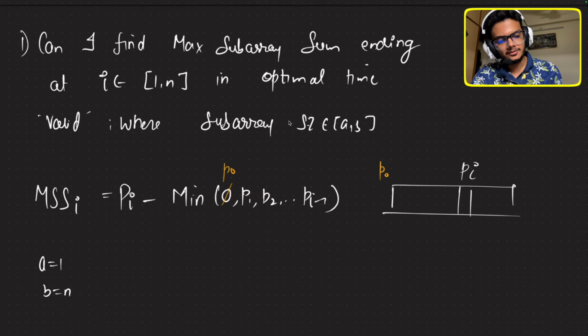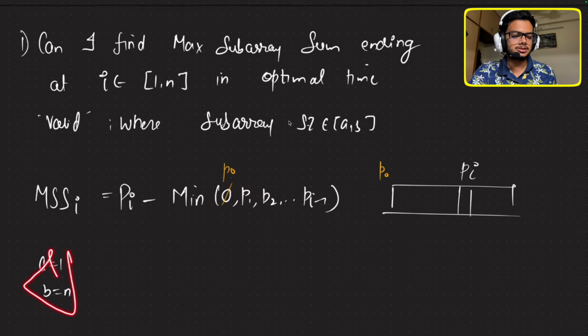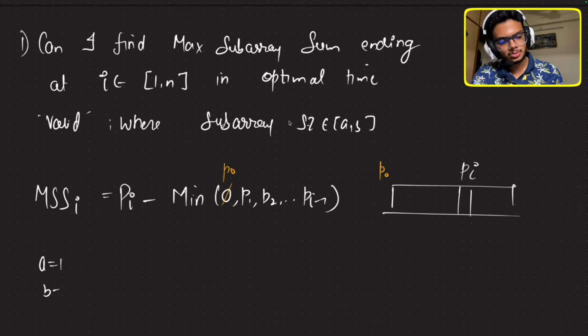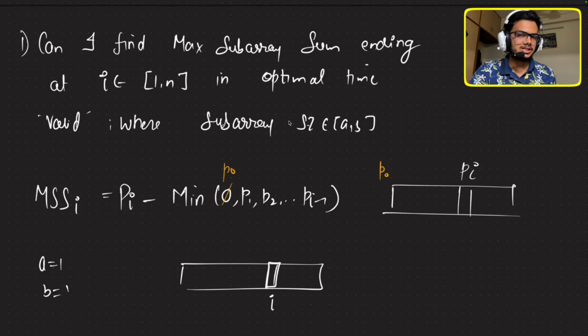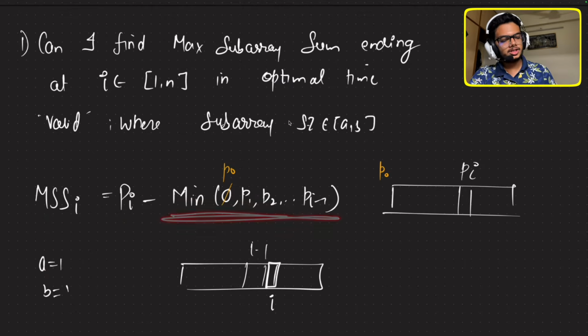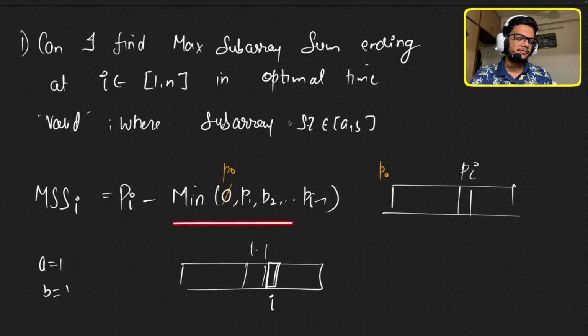Okay, so we know that if A is 1 and B is n, then our problem is the same as the maximum subarray sum. But for now, let's just say A is 1 and B is 1. So if you are at the ith index, the only subarray possible is this, right? So the only prefix sum that gives your candidate subarray is P(i minus 1), the only candidate prefix sum. Earlier you were having all the prefix sums as your candidates, all the prefix sums before it.